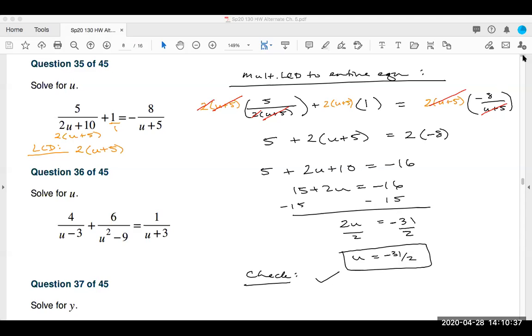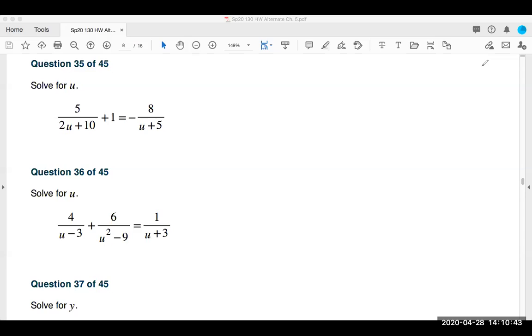Okay, save that, clear that out. Let's do number 36. And then I'm going to skip a few of these since they're very similar, for 37, 38. I'm going to go to 39 after this.